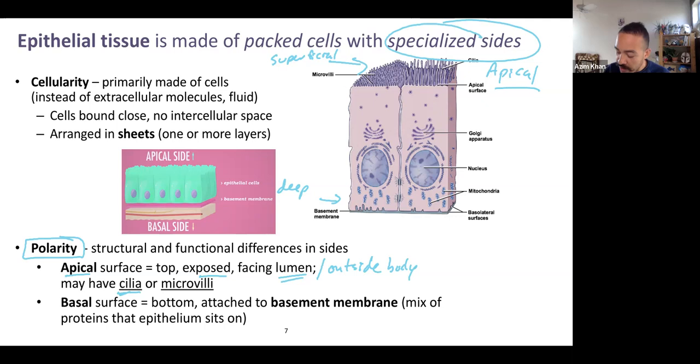Sometimes you'll have microvilli. Microvilli, they're not cilia. Cilia have those microtubules in them. Microvilli do not have microtubules. And because they don't have microtubules, they don't move. They don't sweep like cilia. Cilia sweep. Microvilli do not move. Their purpose is to increase surface area.